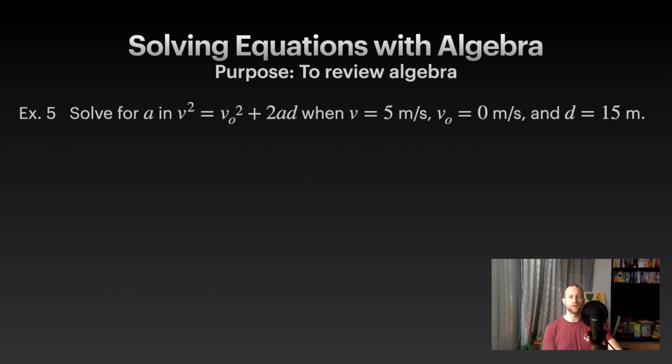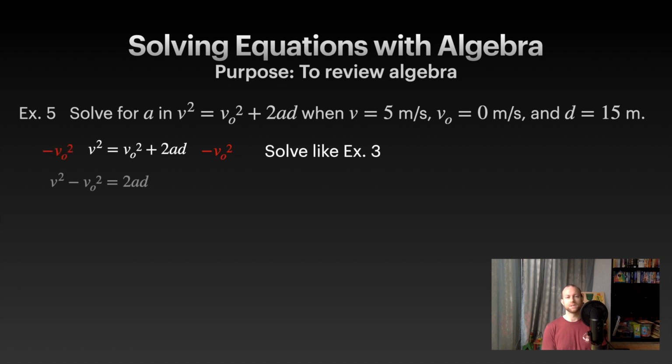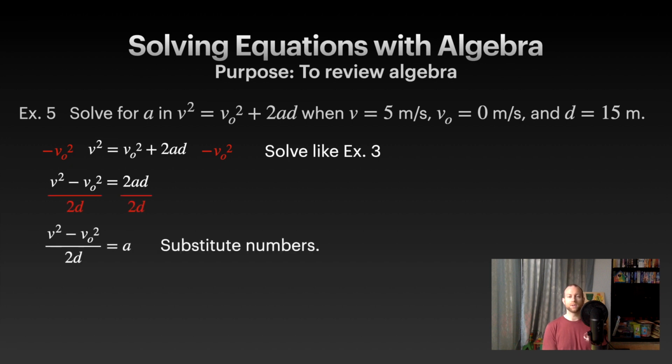Let's try with this long, complicated one. I'll review how to solve this again very quickly. So we're going to solve it like we did in example 3. It's the same equation. Start with this. We want to get rid of v naught squared first. Subtract that from both sides. We get this equation. We want to divide by 2d to get the a by itself, like so. Here's our equation. Now we're going to substitute some numbers.